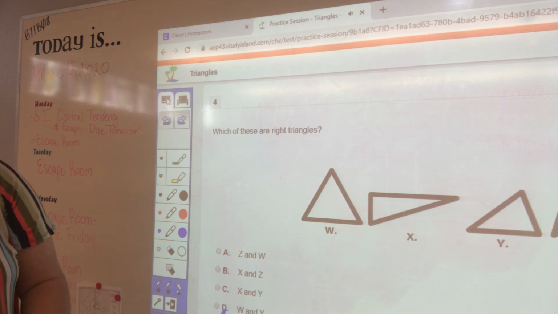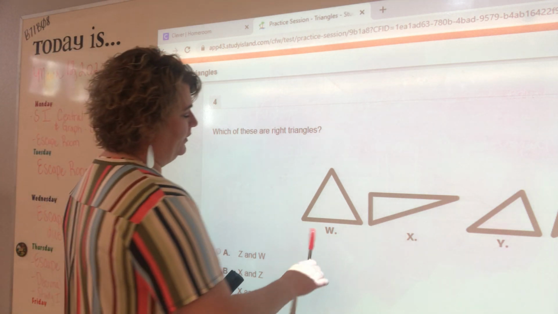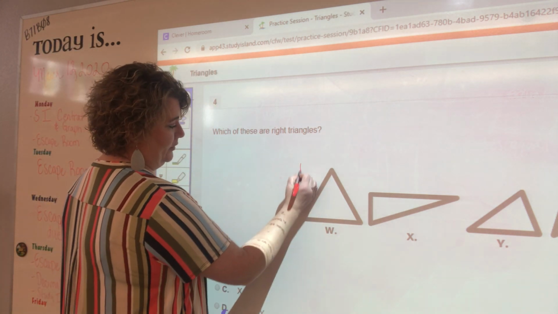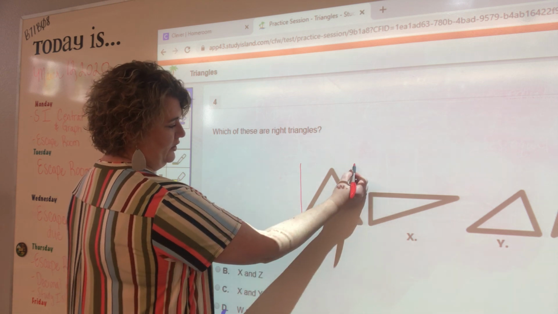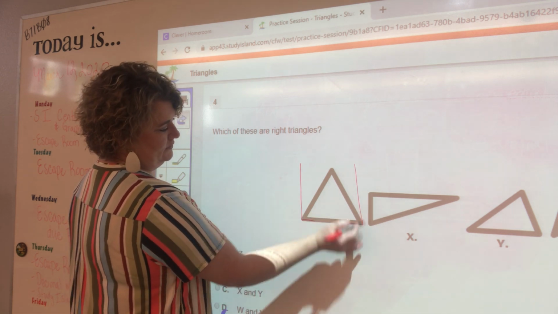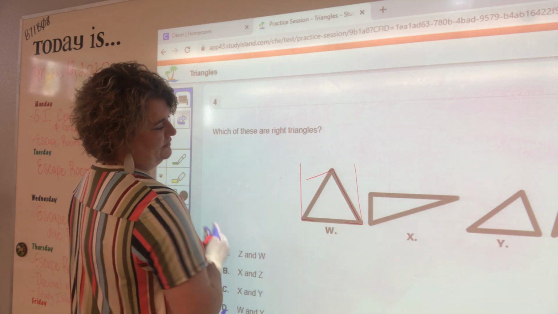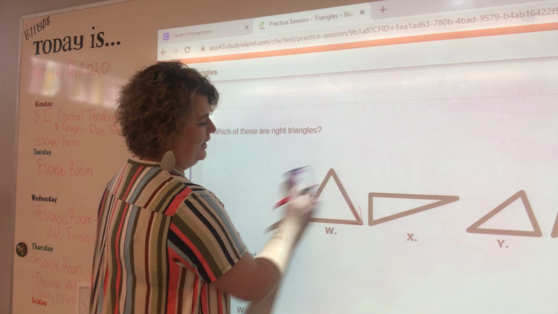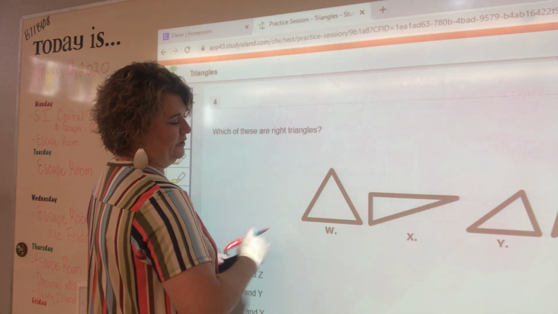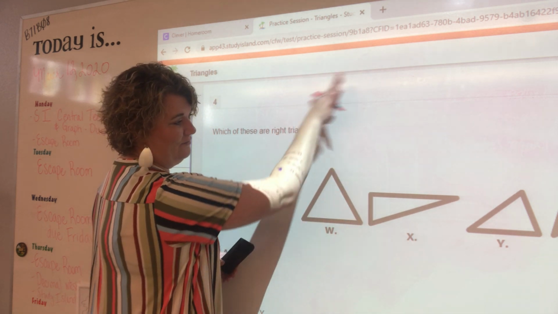Which of these are right triangles? Well, I don't see a perfect L here. A perfect L would look like this. A perfect L would look like this. A perfect L would look more like this if it was right on that angle. And so what they've done is try to trick you. The answer is actually this, and they laid it down.